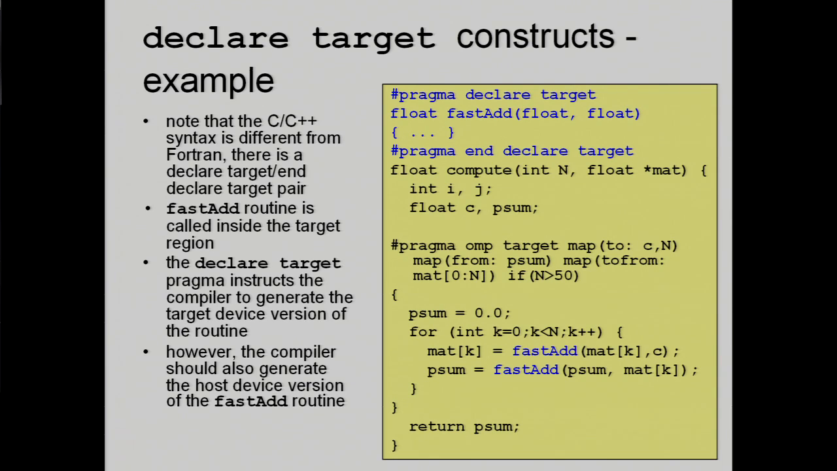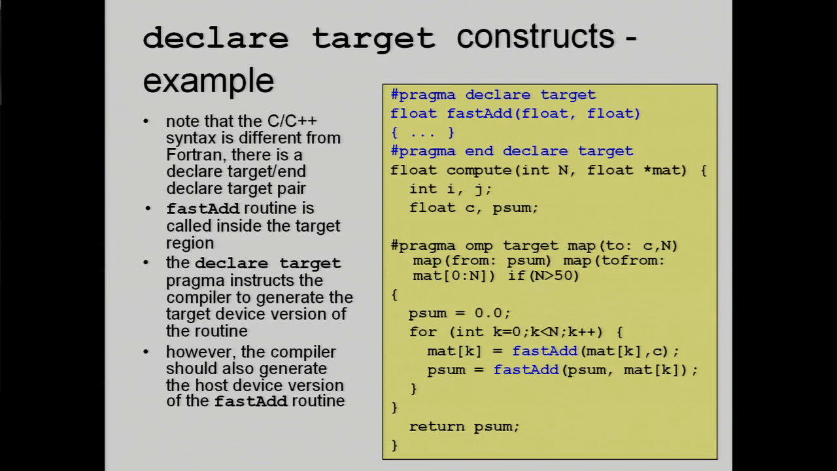So then you use a declare target around the function body. You just use declare target and end declare target to tell the compiler to generate two versions. At least two versions. One version is for the CPU. The reason the compiler also generates the CPU code is that we cannot always assume the target is available. There is always the possibility that the target is not available. If I need to execute that piece of code on the CPU, then the CPU version of that routine has to be available in the executable. That's why I say at least two.